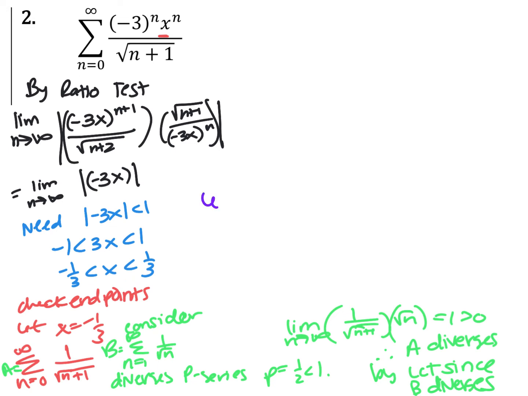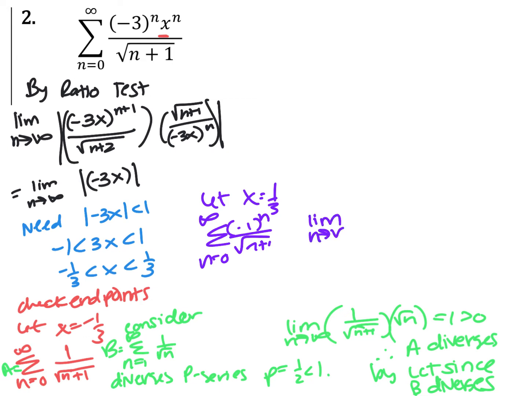So let x equal positive 1/3. Then we have the series from n equals 0 to infinity of (-1)^n over the square root of n plus 1. This is an alternating series. It looks like it might converge using the alternating series test, but let's go ahead and confirm.